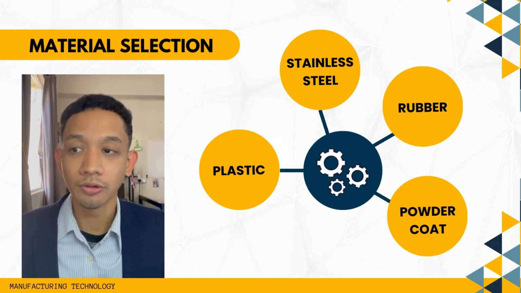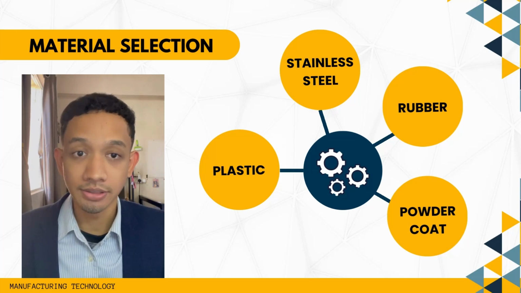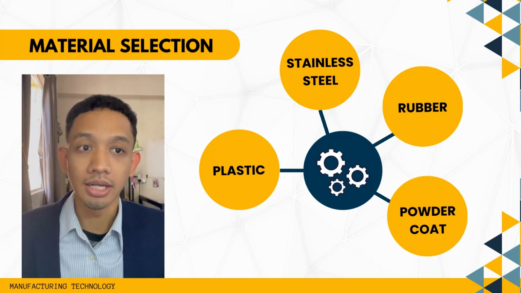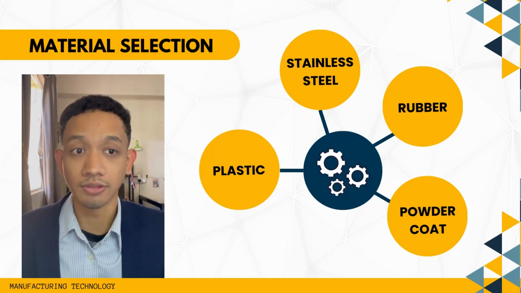Going through the first one, which is material selection, we have stainless steel, we have rubber, we have powder coat, and lastly we have plastic. And going through stainless steel first. Stainless steel is the ideal material when producing a product that is expected to be used for a long period of time.